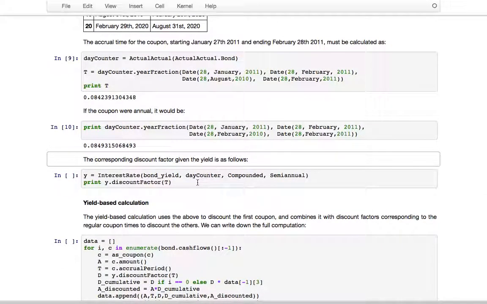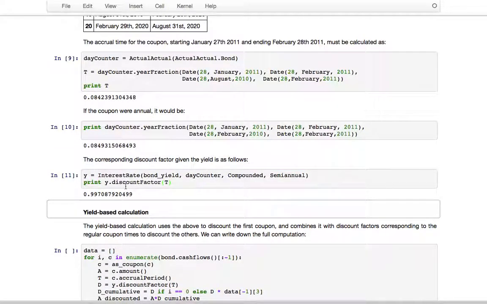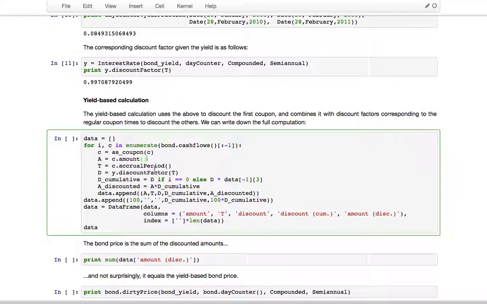and the corresponding discount factor given the yield can be calculated by the classes in the library, and the calculation is done internally. But this same calculation is done internally when we ask for a price based on a yield. So, well, this is what happens inside the yield-based calculation. Of course, the C++ code is different, but this is the idea.